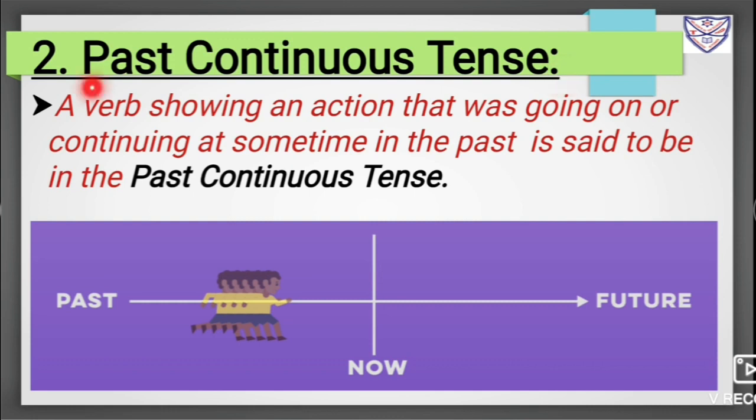Now let us start with the second form of the continuous tenses, which is past continuous tense. Now what is past continuous tense? A verb showing an action that was going on or continuing at some time in the past is said to be in the past continuous tense. So we can say a verb which shows an action that was going on or continuing at some time in the past is said to be in the past continuous tense.